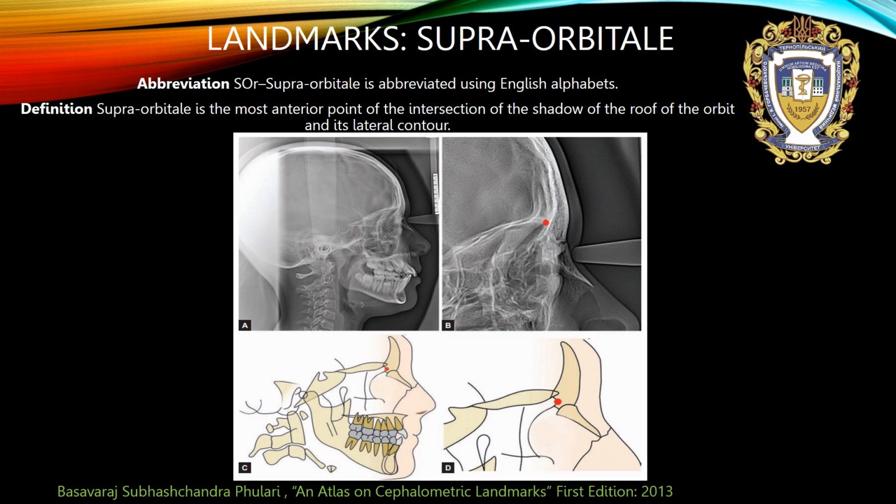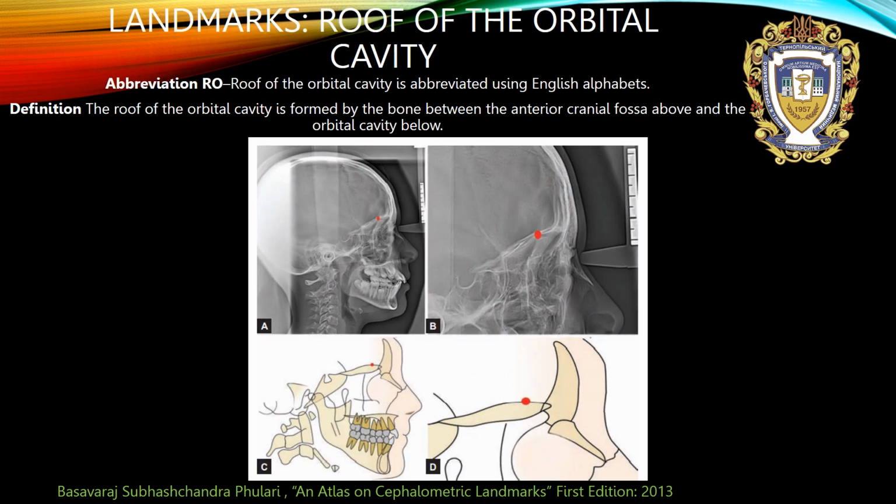Supraorbitale point is the most anterior point of the intersection of the shadow of the roof of the orbit and its lateral contour, like on this X-ray or like on this scheme. Roof of the orbital cavity is formed by the bone between the anterior cranial fossa above and the orbital cavity below.